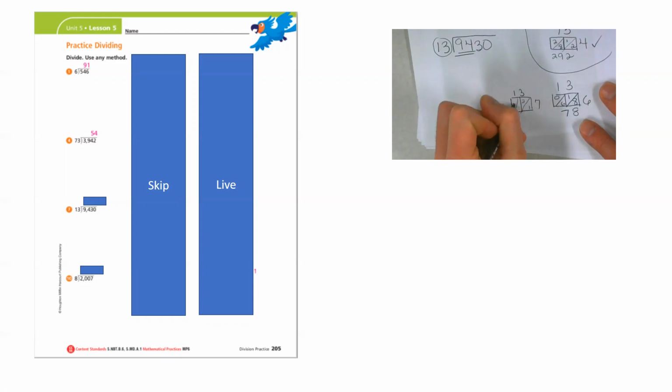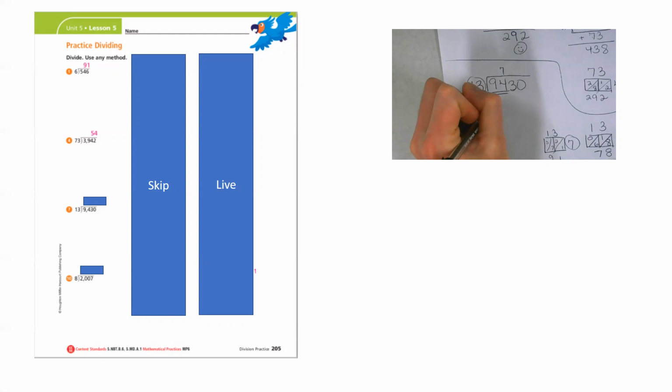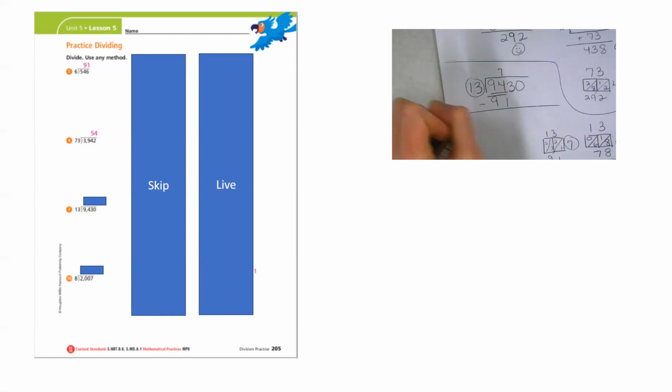21, 07, 91. Perfect. I think we got our winner. 7. What's left over? 3.